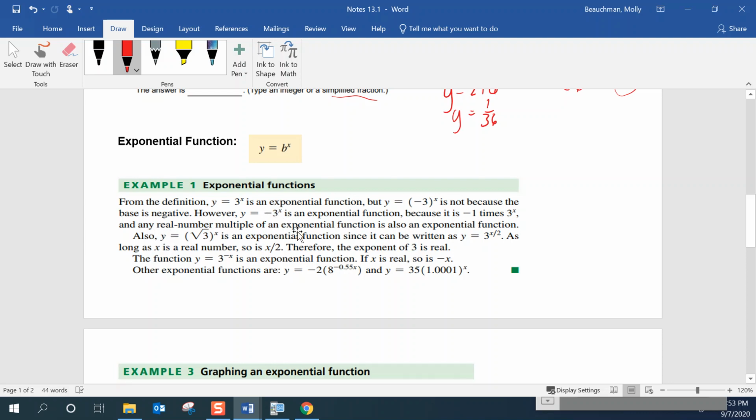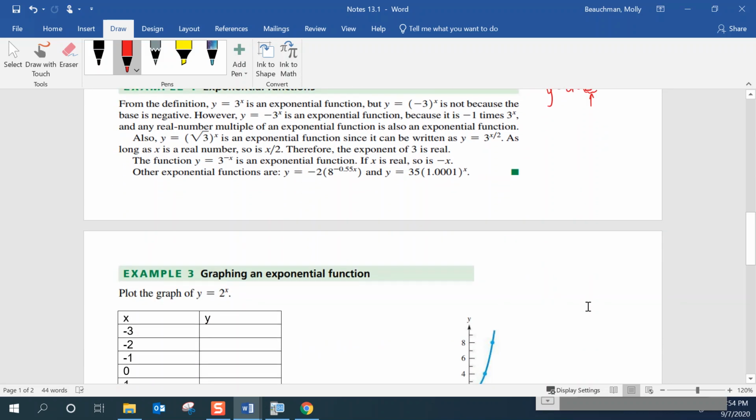So any real number multiple. That means if you can write it in the form a multiple times b to the x, then that's also exponential. But what we're saying is this base b right here has to be positive. Also, y equals the square root of 3 to the power of x is exponential because it can be written as 3 to the power of x over 2. As long as x is a real number, so is x over 2. There will be a couple of questions on homework that ask you if it's exponential or not.